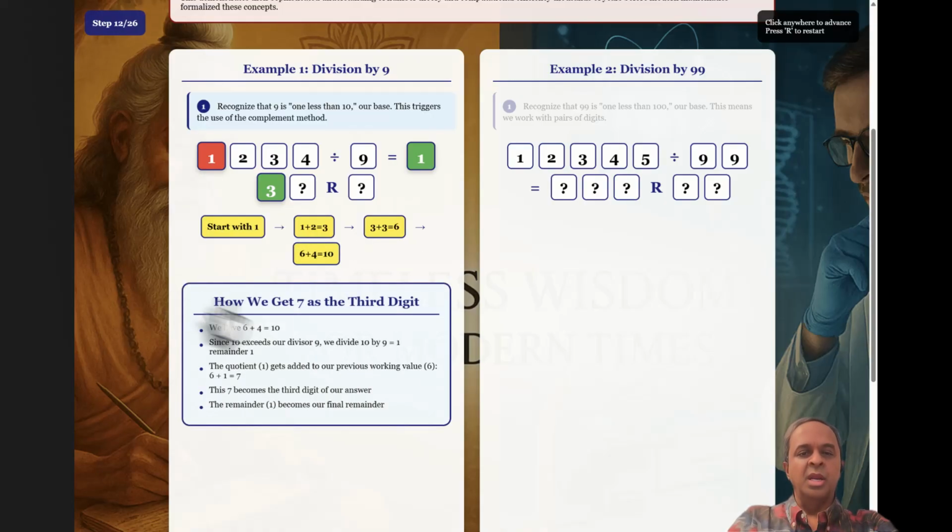So let's move on. Now, how do we get this third quotient? So after we get the first two, right? So we have this 6 plus 4, right? Which is 10. So since 10 exceeds our divisor 9, right? So we divide the 10 by 9. So it is this 10 here, right? After we add these two other numbers. So we divide that by 9, and you get 10 divided by 9. What do we get? We get the quotient of 1 for that particular division and the remainder of 1, right? So just remember that.